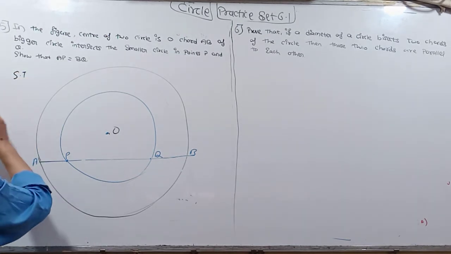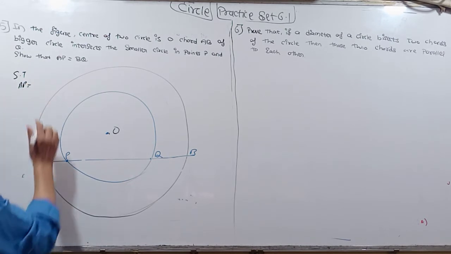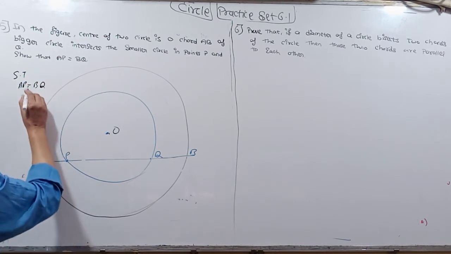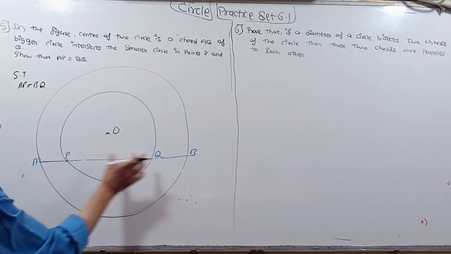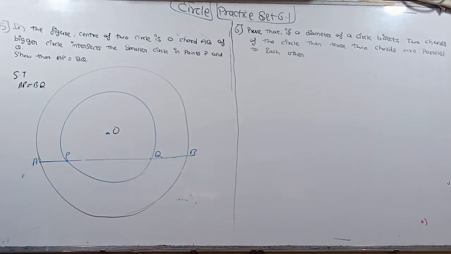Show that AP equal to BQ. हम लोग को प्रूव करना है AP equal to BQ. This is equal to this. प्रूव करना मस्त होना है एकदम.